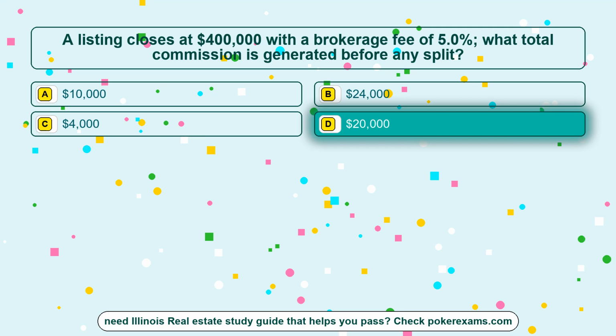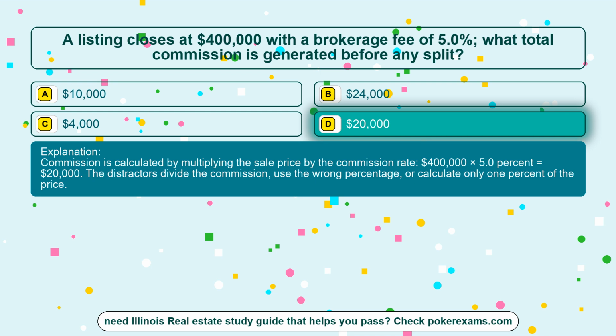The correct answer is option D, $20,000. Commission is calculated by multiplying the sale price by the commission rate. $400,000 times 5% equals $20,000. The distractors divide the commission, use the wrong percentage, or calculate only 1% of the price.